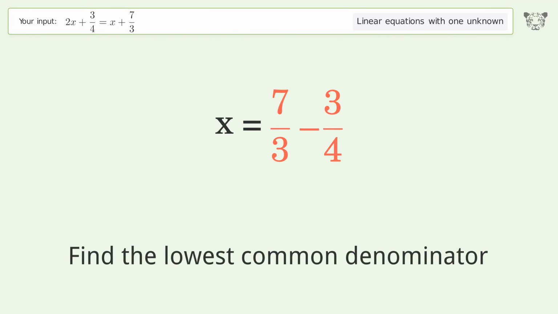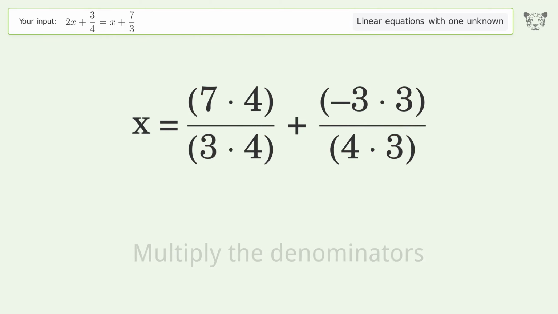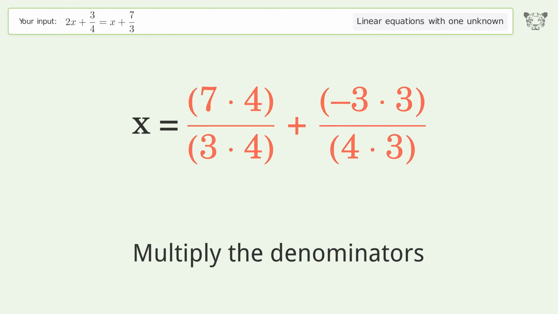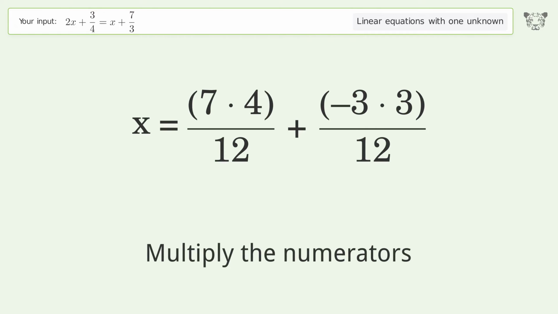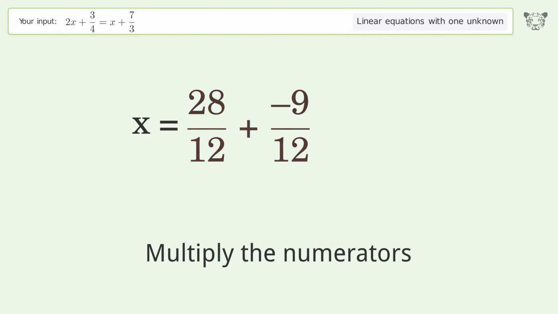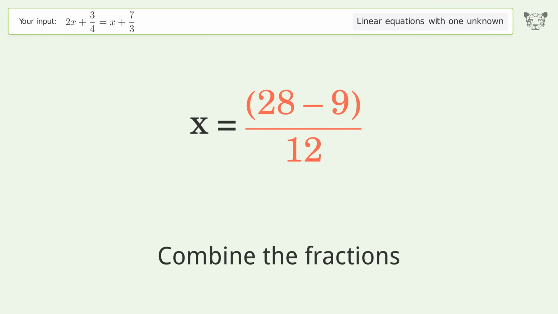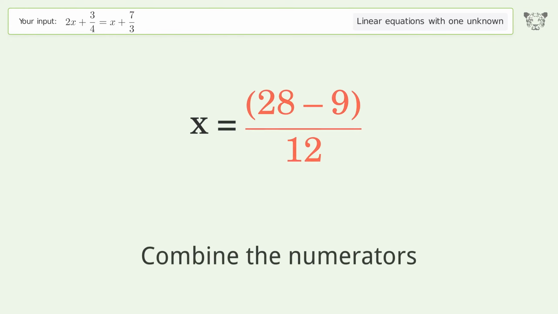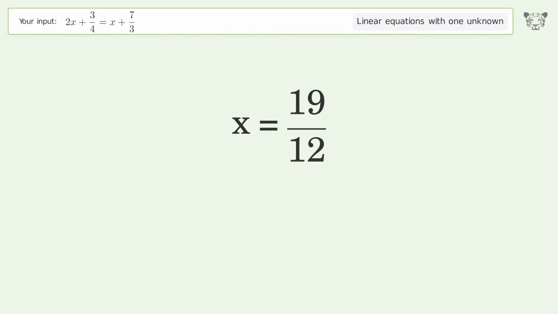Find the lowest common denominator. Multiply the denominators. Multiply the numerators. Combine the fractions. Combine the numerators. And so the final result is x equals 19/12.